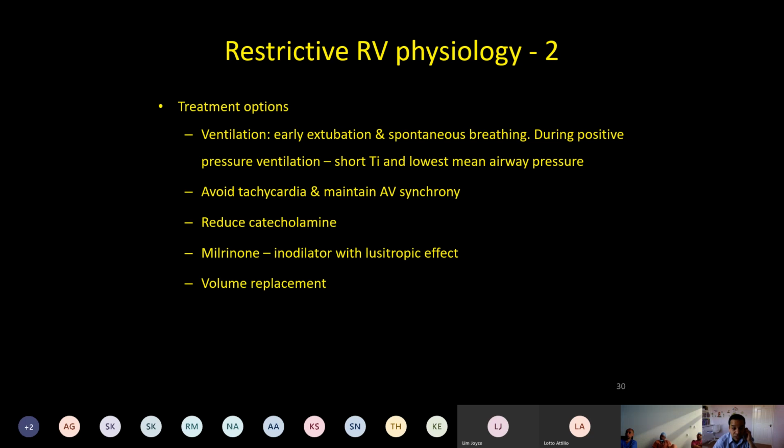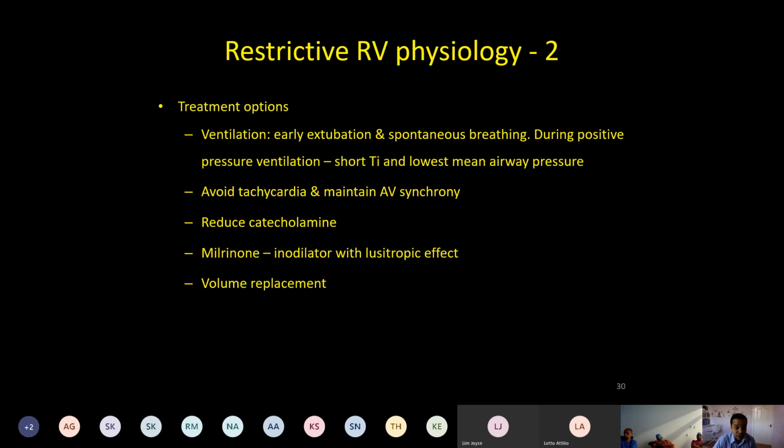Right-sided lesions are much better to be self-ventilating, so early extubation and spontaneous breathing will be good, though that is ideal when the patient's cardiac output is low and the patient is on inotropic support and needing a lot of filling. That point cannot be reached, and in that situation, try and minimize the effects of positive pressure ventilation. So give a short inspiratory time, give the lowest mean airway pressure. Try and balance it out so that we give the best pathophysiological setup for the right side.